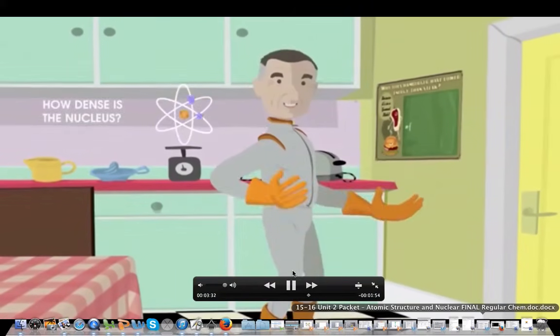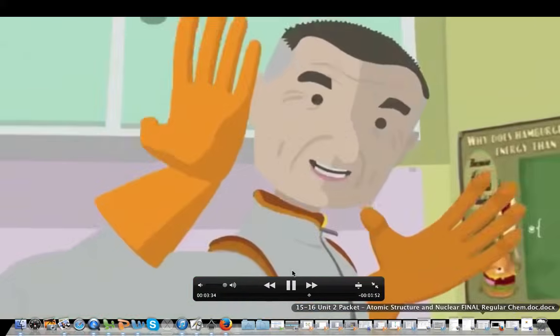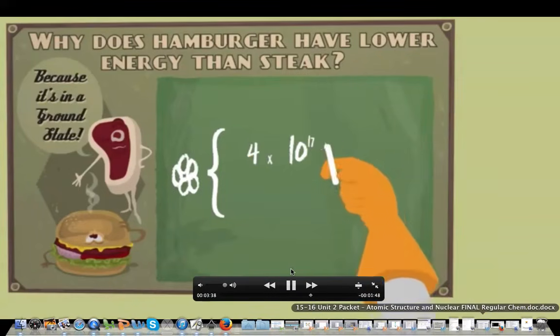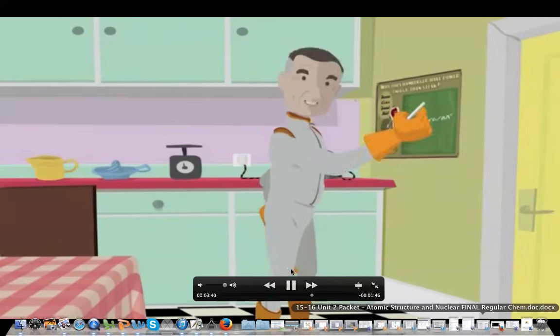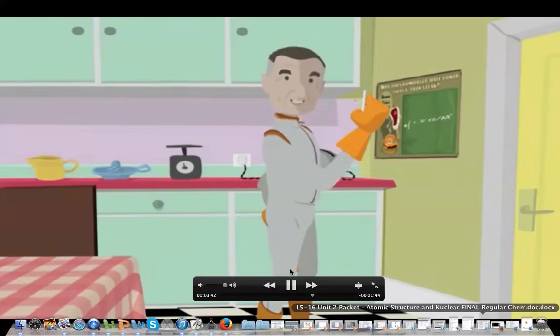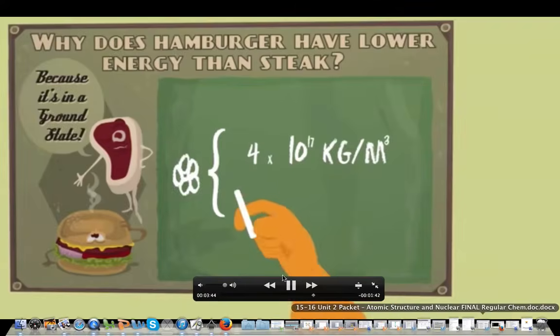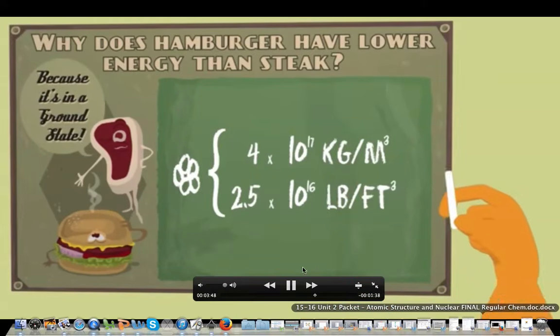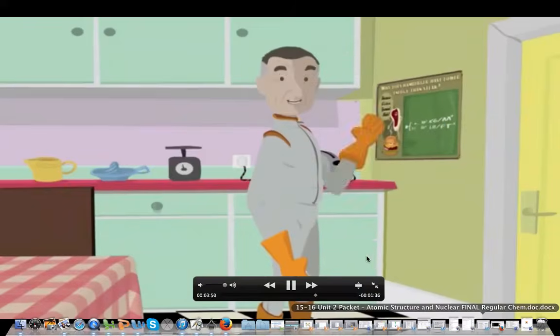How dense is the nucleus? Well, the answer is crazy. The density of a typical nucleus is 4 times 10 to the 17th kilogram per meter cubed. But that's hard to visualize. Okay, I'll put it in English units. 2.5 times 10 to the 16th pounds per cubic feet. Okay, that's still kind of hard to figure.